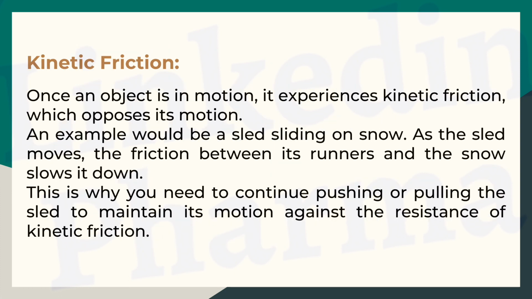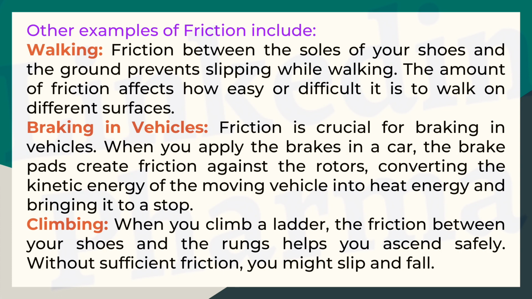Kinetic friction. Once an object is in motion, it experiences kinetic friction, which opposes its motion. An example would be a sled sliding on snow. As the sled moves, the friction between its runners and the snow slows it down. This is why you need to continue pushing or pulling the sled to maintain its motion against the resistance of kinetic friction. Other examples of friction include walking.